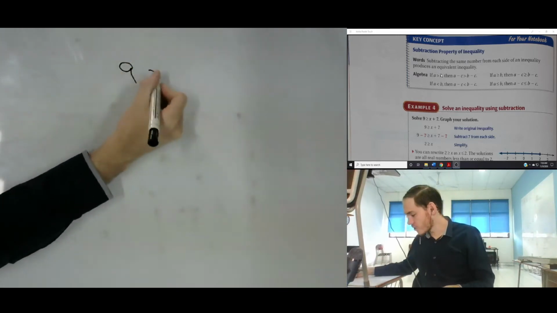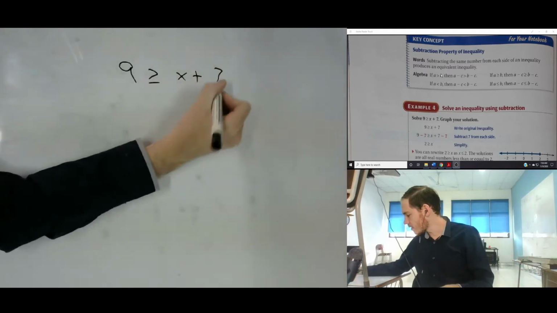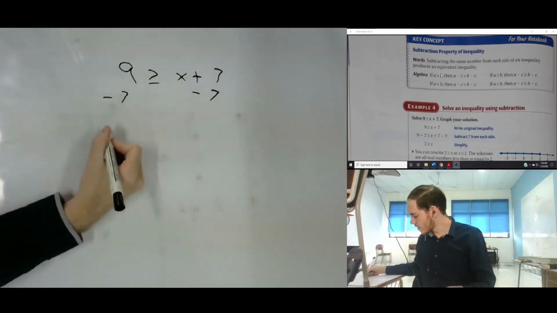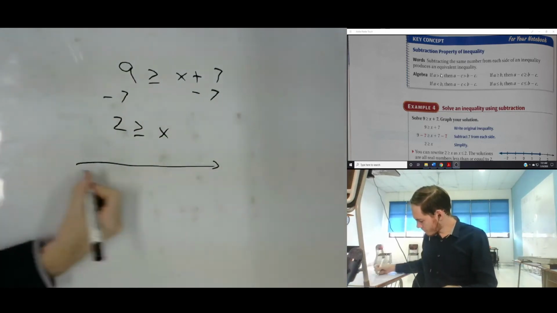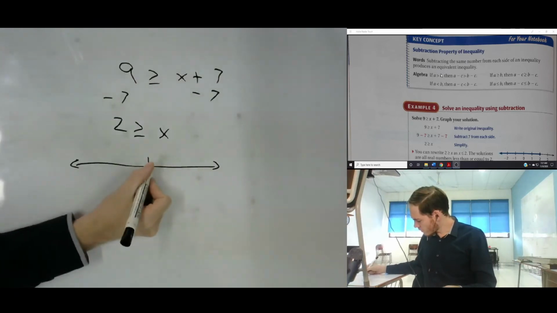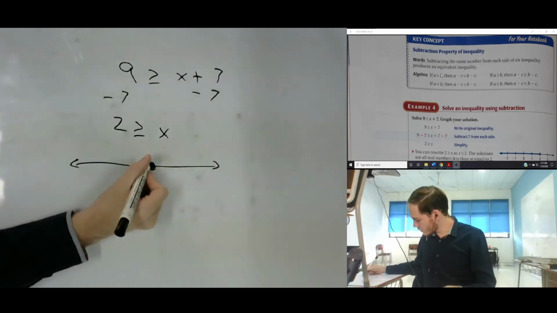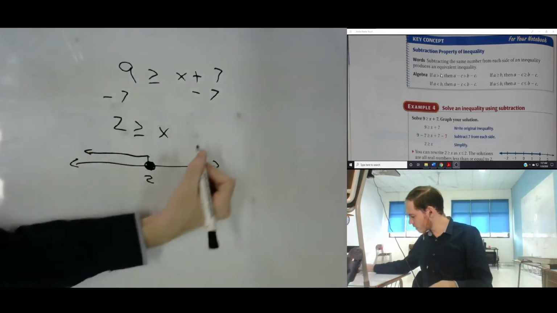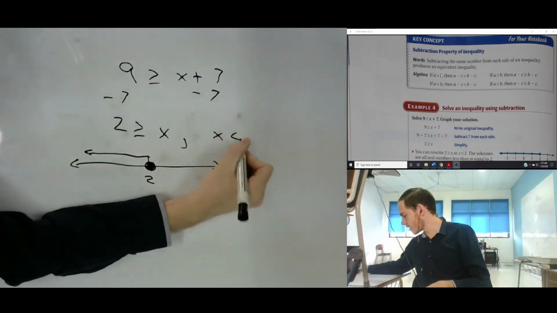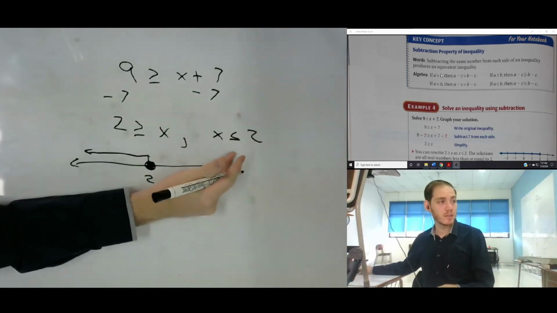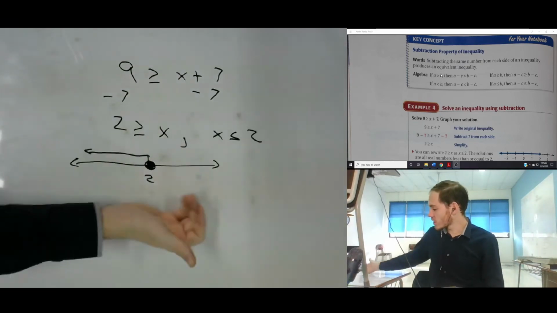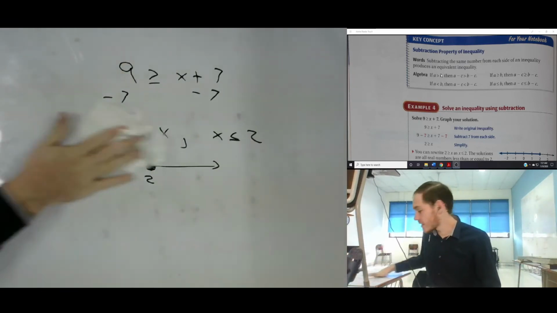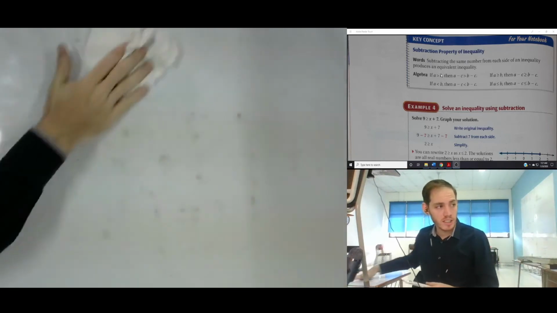So let's do a problem. 9 is greater than or equal to x plus 7. So we subtract 7 from both sides. 2 is greater than or equal to x. Well, this is pretty simple. So we have 2. We have a filled in circle because it's equal to. And we go to the left, because you can also write this as x is less than or equal to 2. If you need to, there's another way of writing this right here. And make sure you graph your solution again. And that's how we do addition and subtraction.